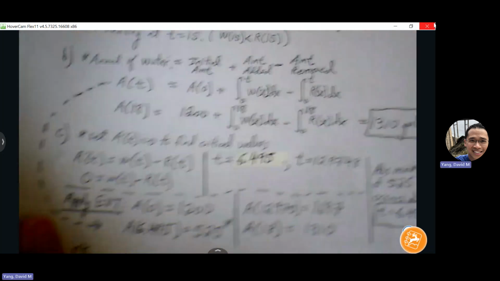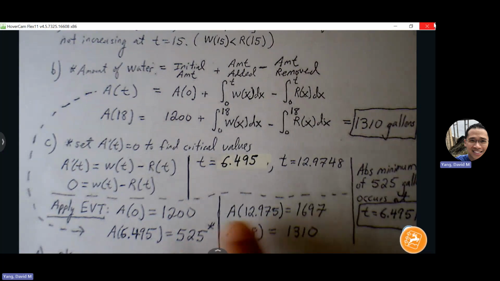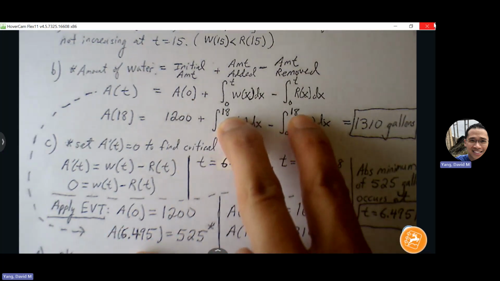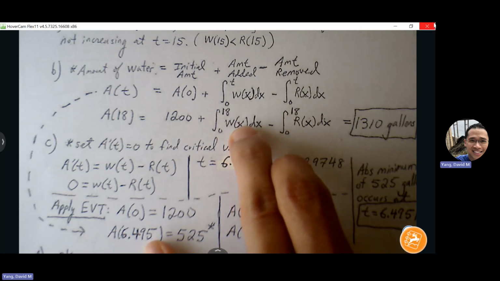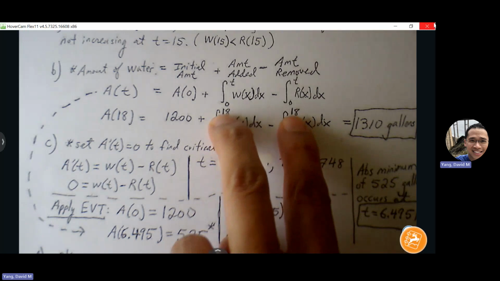The nice thing is we already have 0 and 18. We know that 0 is 1200. We know 18 is 1310. So we just have to use the same formula, replacing the upper bound with 6.495 to figure out how much water has entered the tank in those hours and how much has been removed, and we should get 525. And we'll do 12.975 as well.